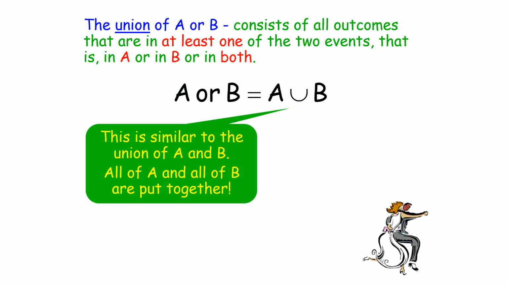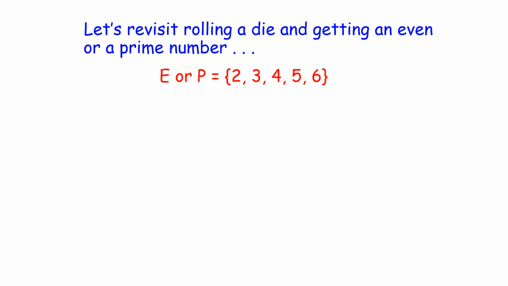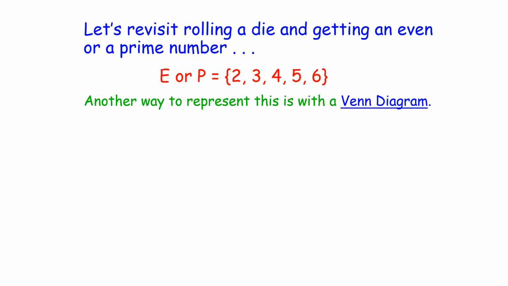All of A and all of B are put together. So let's revisit the rolling dice, right? We can get an even number or a prime number. So we get 2, 3, 4, 5, or 6. Another way that we can represent this is with a Venn diagram.